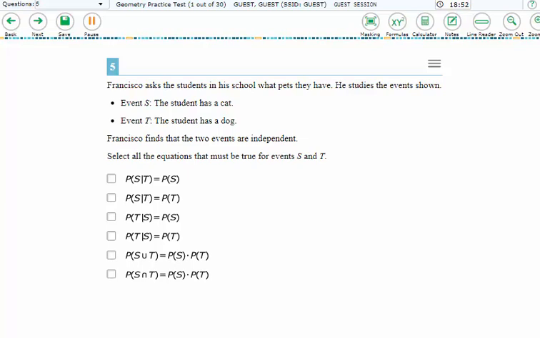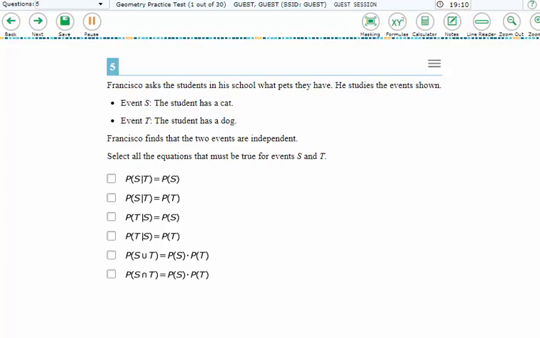Francisco asks the students in his school what pets they have. He studies the events shown. So event S represents the student has a cat, and event T is the student has a dog. Francisco finds that the two events are independent. Select all equations that must be true for event S and T.